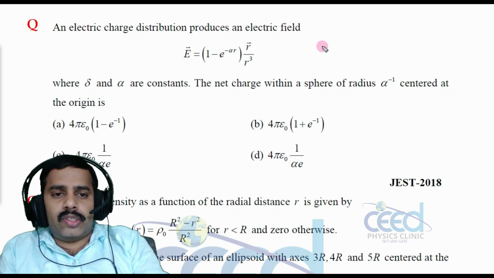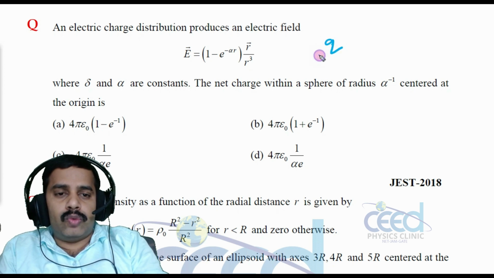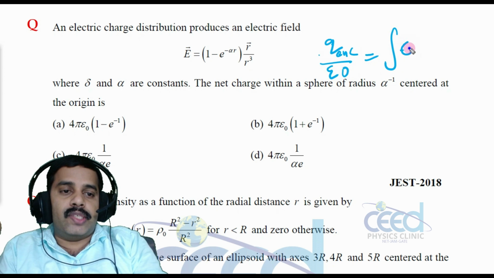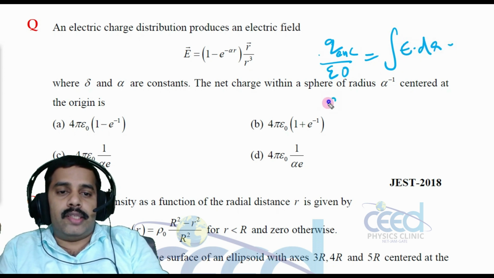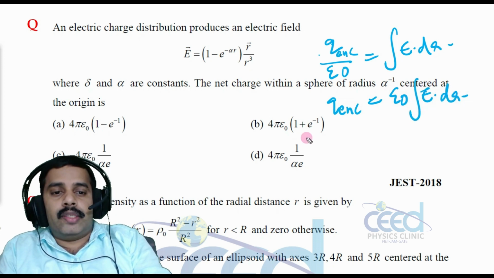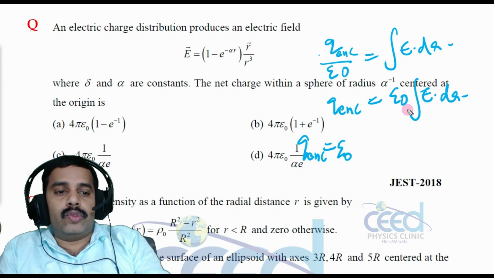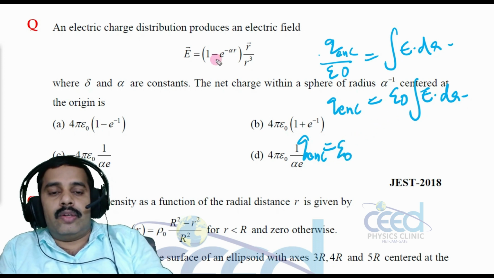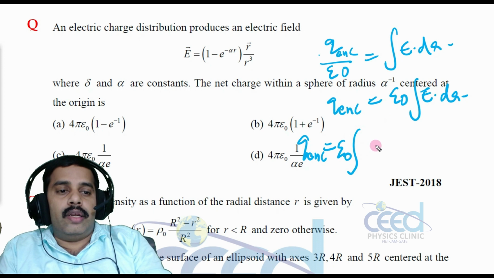By Gauss's law we know Q enclosed by epsilon 0 is equal to the surface integral of E dot dA. That is, Q enclosed is equal to epsilon 0 times the integral of E dot dA. Now let us substitute the values. It is a surface integral, so that is a double integral.